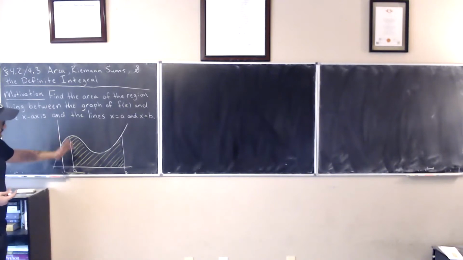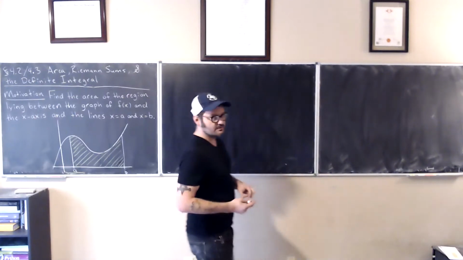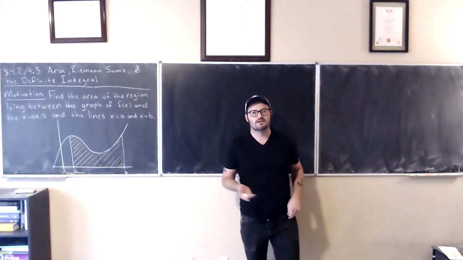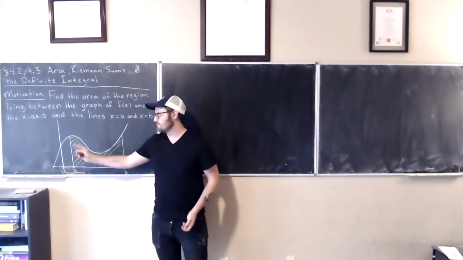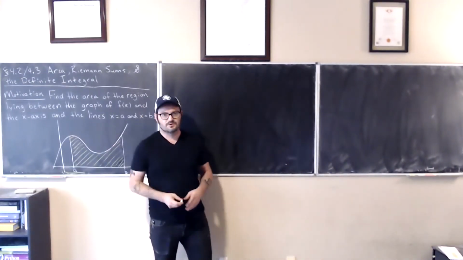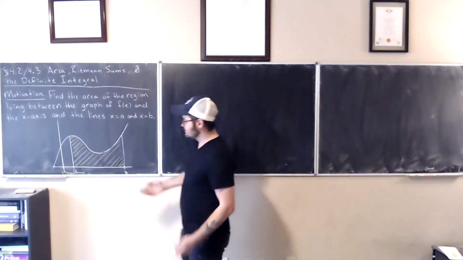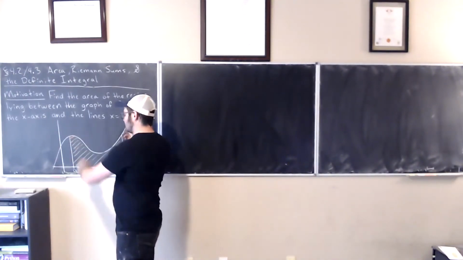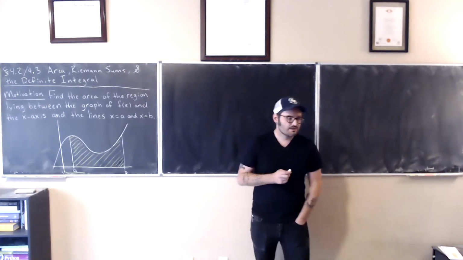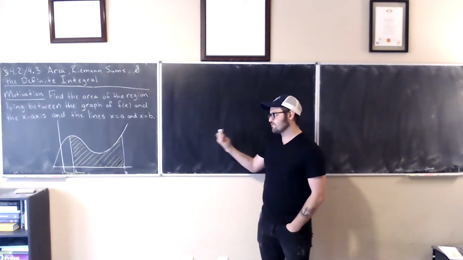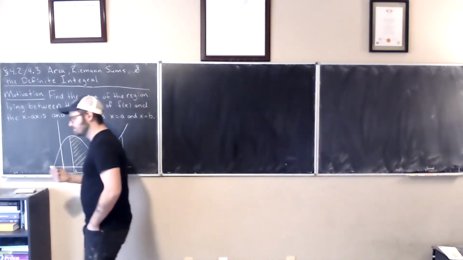enclosed by the x-axis, the graph of some function, and the lines x equals a and x equals b. So a, b is just some closed interval. We have some function, some curve, and we want to find the area enclosed by the x-axis, these lines, and the graph of the function. Now, for a general function, this is actually somewhat complicated.